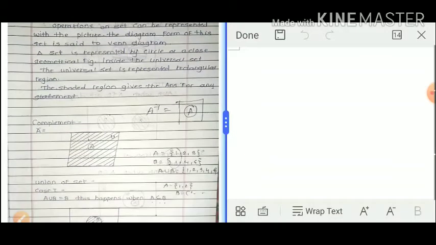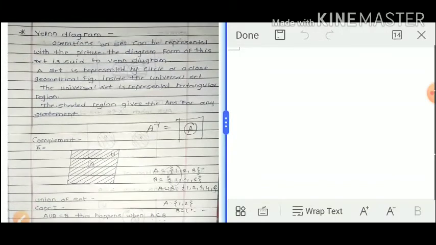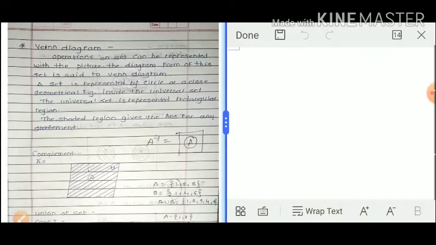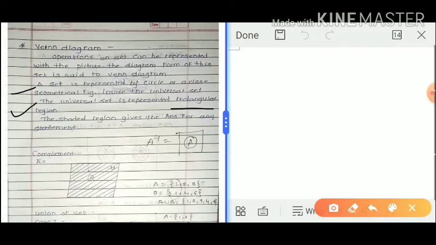Next, a set is represented by a circle, because when we represent set operations in the form of a diagram, we need some notations. We use some symbols to represent particular set operations. A set is represented by a circle or closed geometrical figure, inside the universal set. The universal set is represented by a rectangular region.